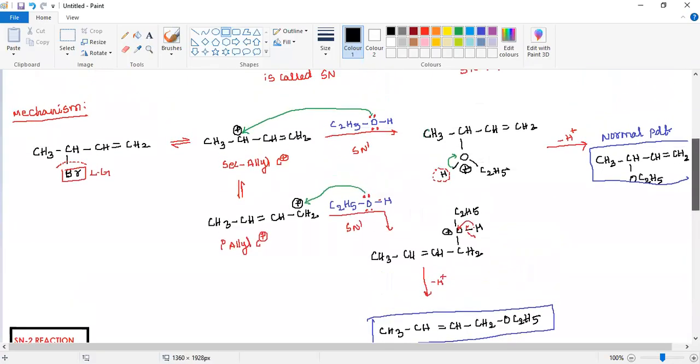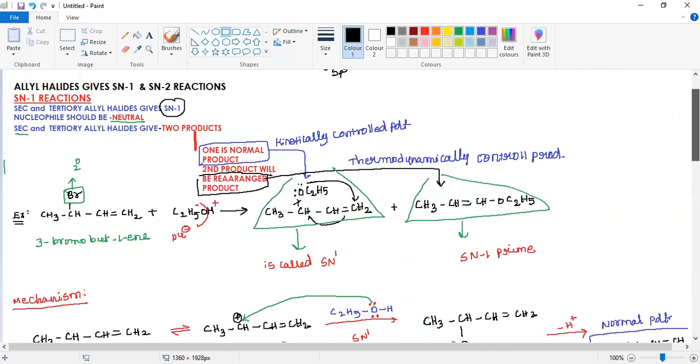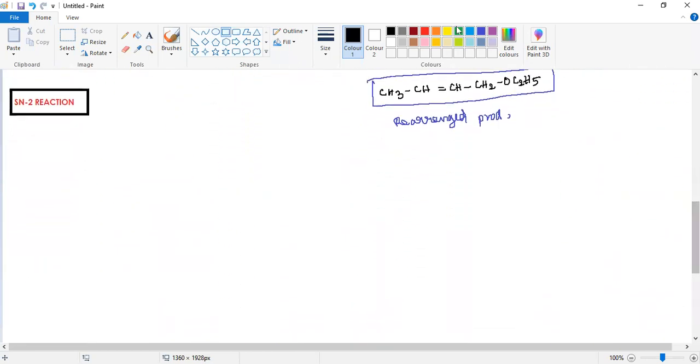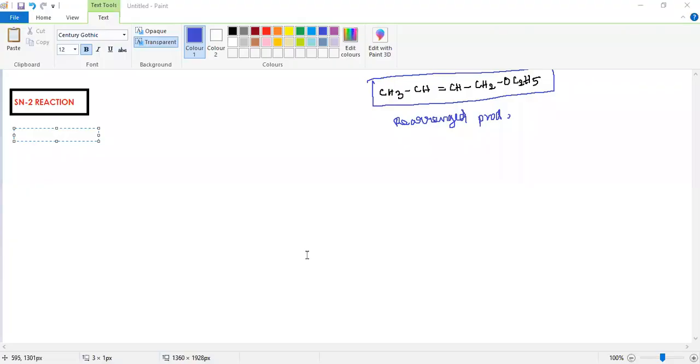Yeah, in the table, this is for the SN1 reaction. Now this one is the SN2 reaction. Okay, beta. So here in the SN2 reaction, what's going on?